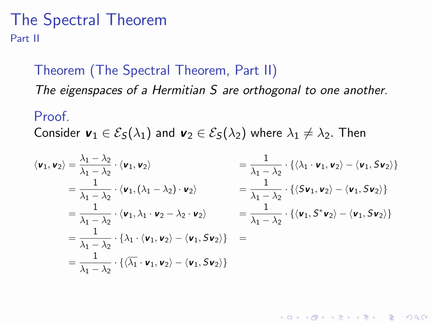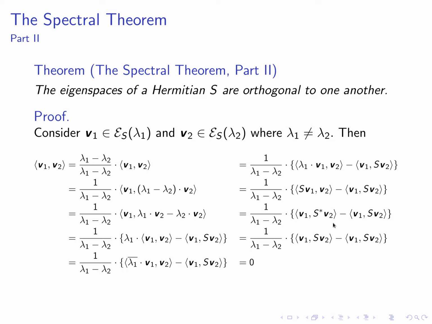Well, now we have S on the left side of this particular inner product, and we can always move matrices back and forth inside of inner products, but we have to conjugate transpose whenever we move. So we can move this S on the left-hand side to the right-hand side by conjugate transposing. But we are also told that S is Hermitian, so S star is equal to itself. And now we see that the quantity in the curly braces is equal to 0, because we're looking at V1 inner product with S times V2 minus V1 inner product with S times V2. So this entire expression is equal to 0.